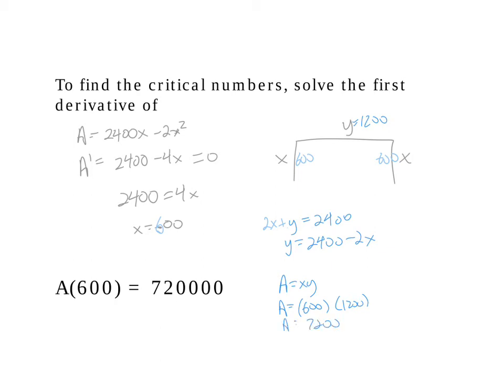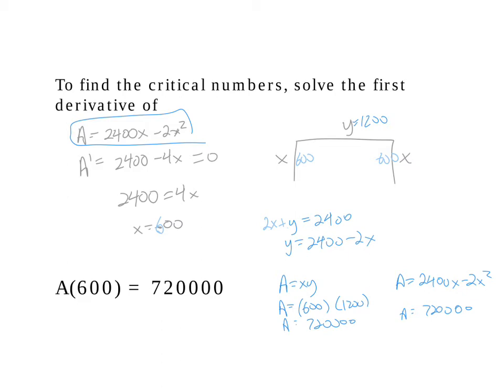Or we could use the area formula that we isolated. So we'd have 2400 times 600 minus 2 times 600 squared. If you plug it into that one, you would also get 72, or not 7200, 720,000 it would be. Okay, so both areas come out the same no matter which formula you use.